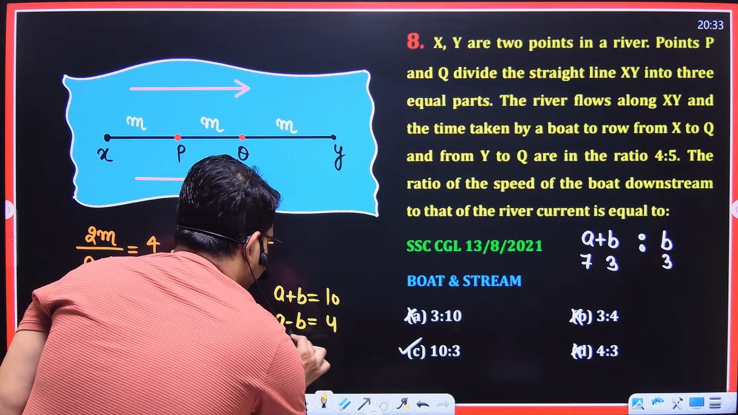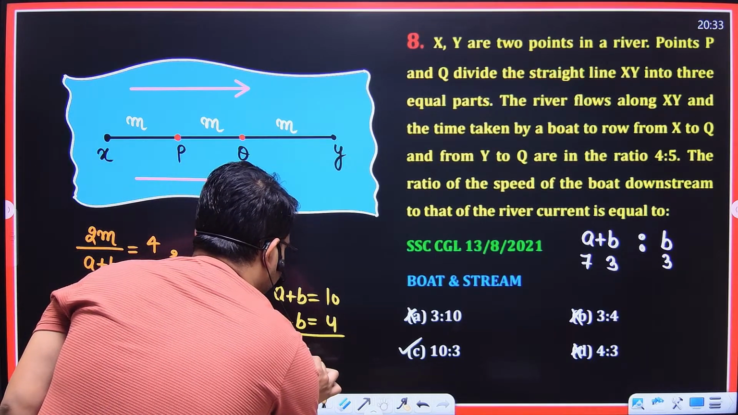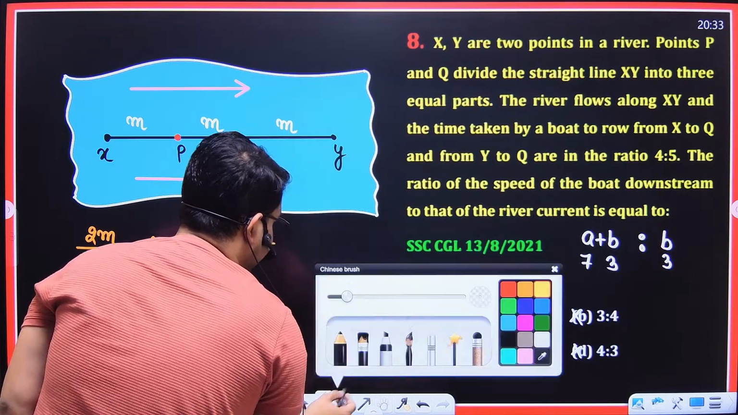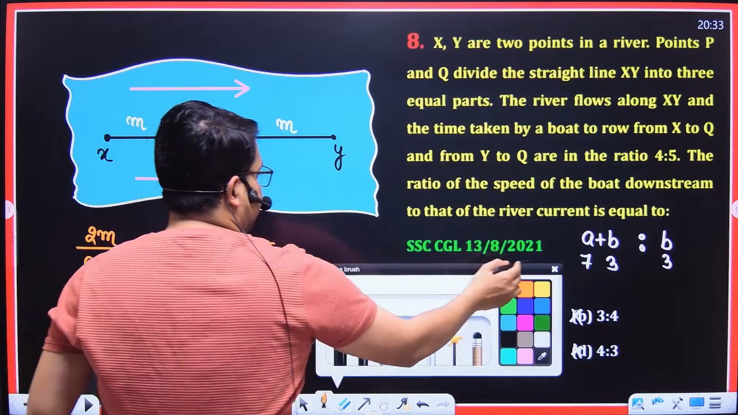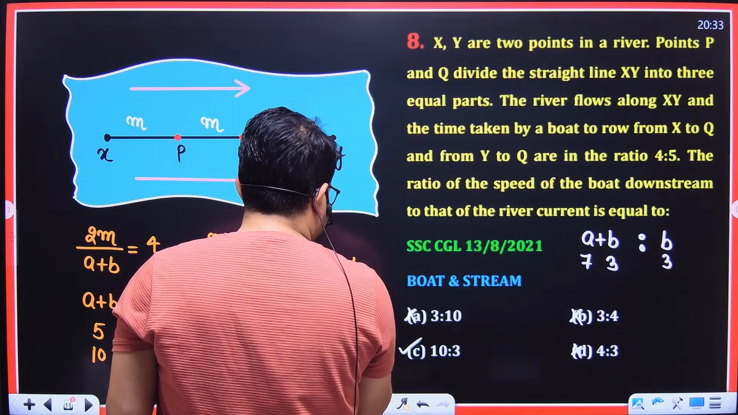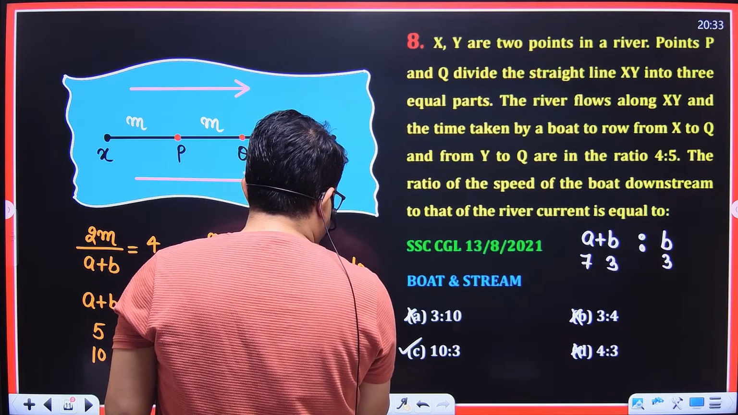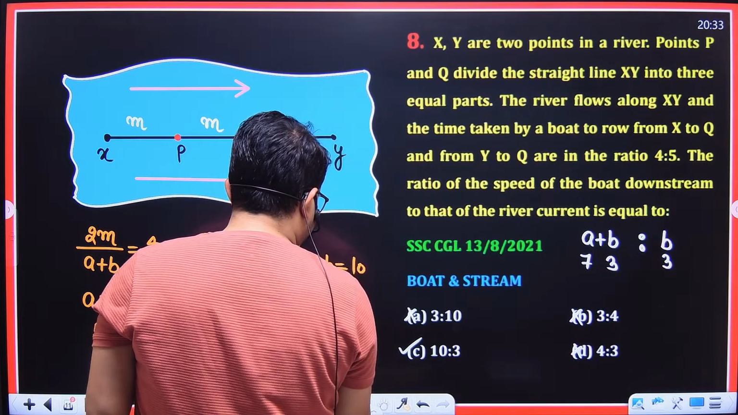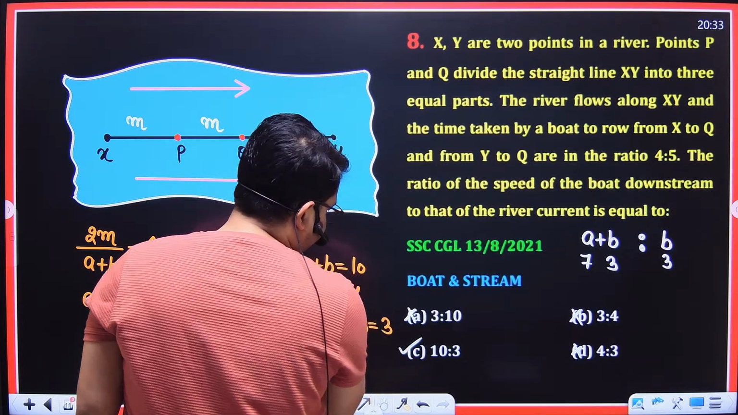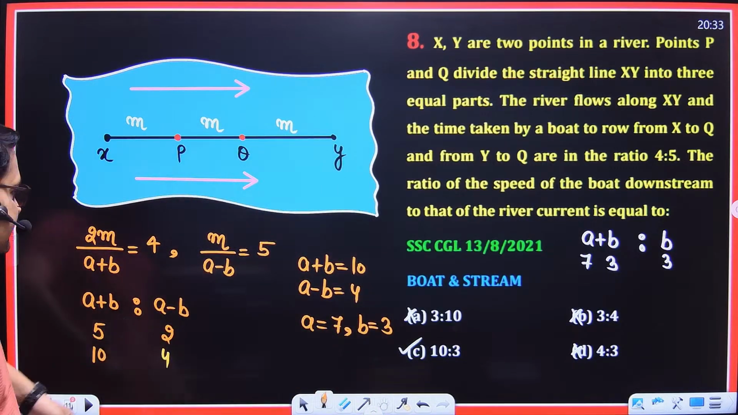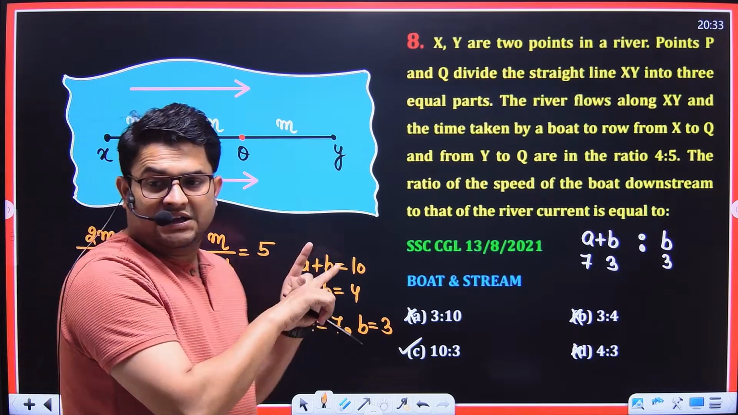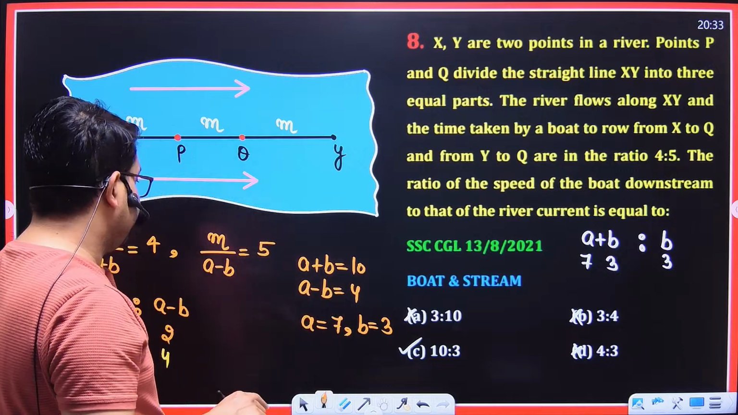If you want to calculate A, then add and divide by 2. I have told you many times, if you have A plus B equal to 10 and A minus B equal to 4, and you want to calculate A, then add them and divide by 2. If you want to calculate B, then subtract them and divide by 2. So A is 7 and B is 3. This is the solution of this question, but you can give your answer without the solution.